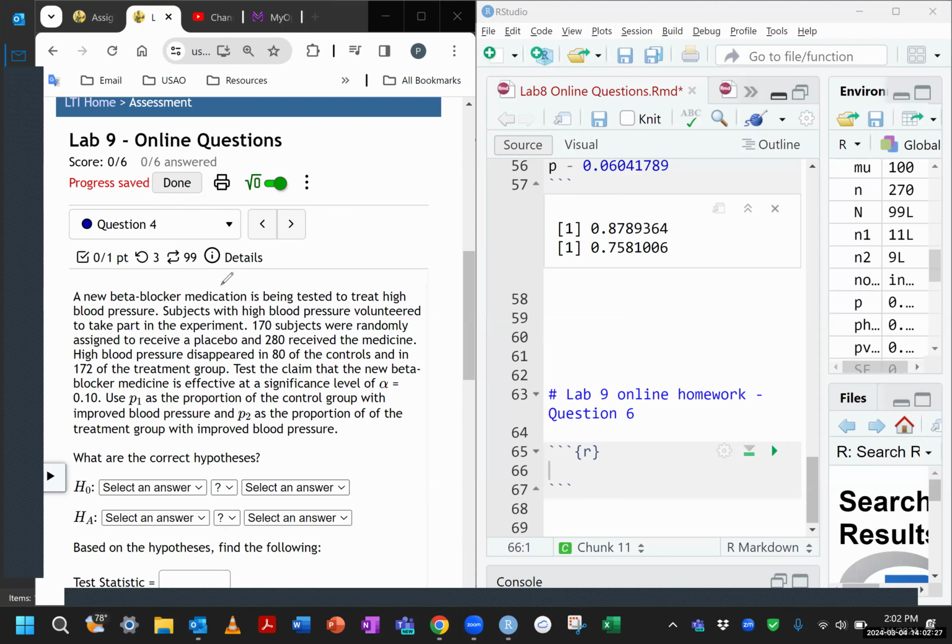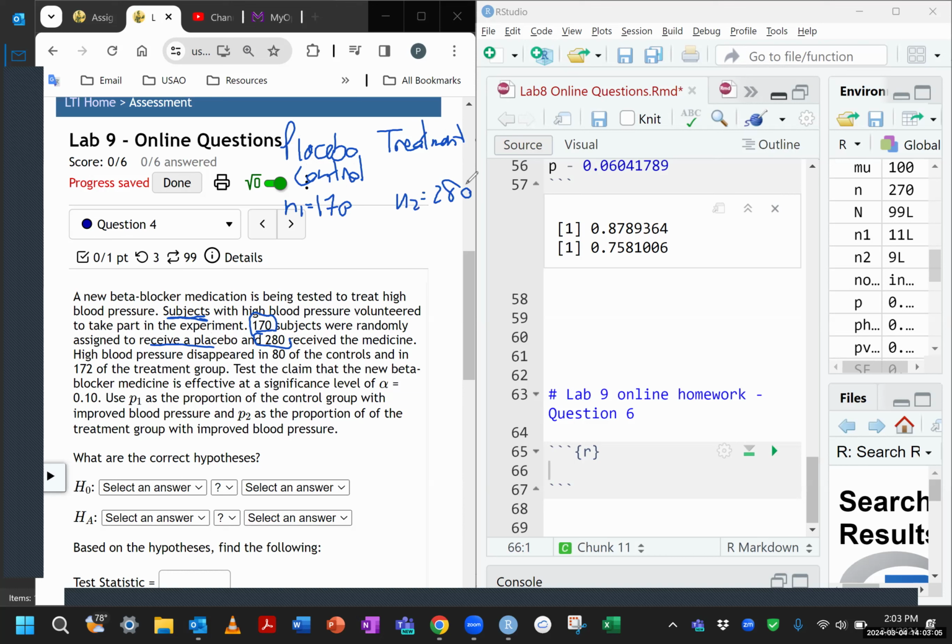If this works. So subjects, it looks like there's two groups. They were volunteered to take part in the experiment. So we got the first group, 160, was randomly assigned to receive the placebo, and 280 received the medicine. So those are my two groups. I got placebo and then treatment. Placebo is often called the control group. So that was 170. That'll be N1. And the treatment, we'll call that N2, 280.